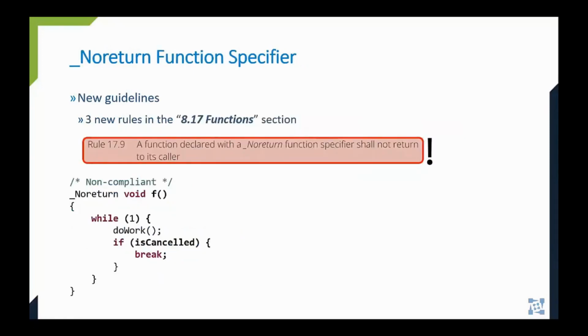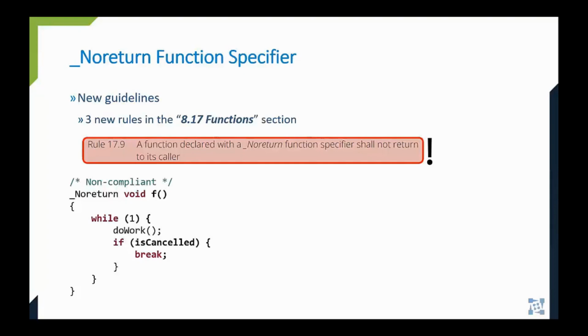One of the features introduced by C11 is the no-return function specifier, which annotates a function as never returning. There are 3 new rules related to this feature in the new MISRA document. One of them is a mandatory rule 17.9, which states that a function declared with a no-return function specifier shall not return to its caller. This is because returning from a function declared as no return results in undefined behavior.